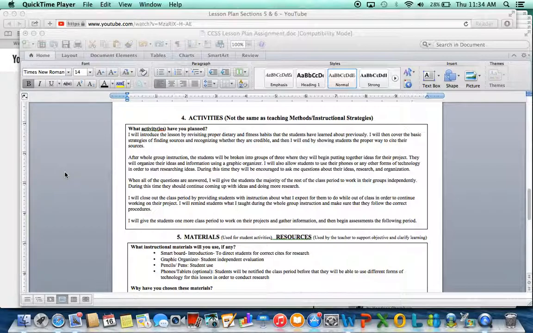When all the questions are answered, I will give the students the majority of the rest of the class period to work in their groups independently. During this time, they should continue coming up with ideas and doing more research.